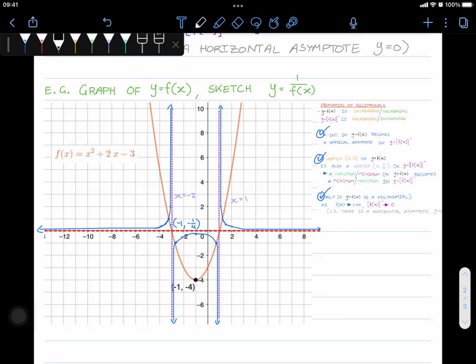So I hope that gave you an insight into sketching reciprocals of functions.